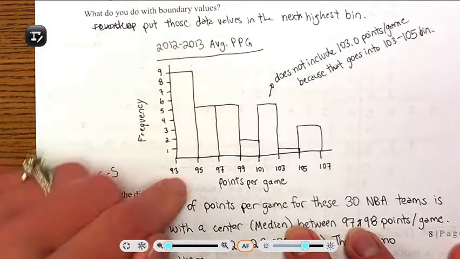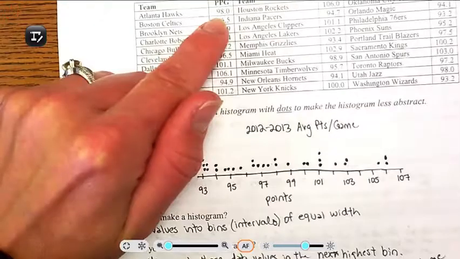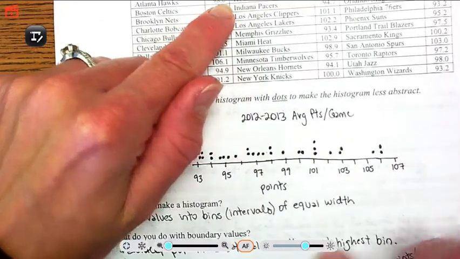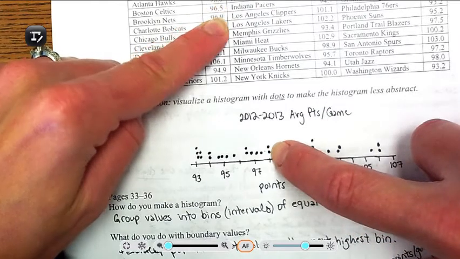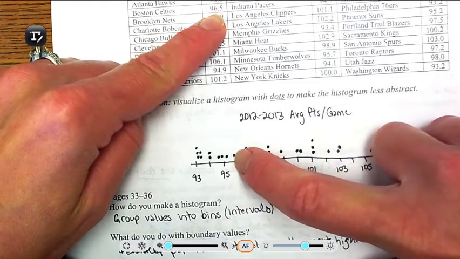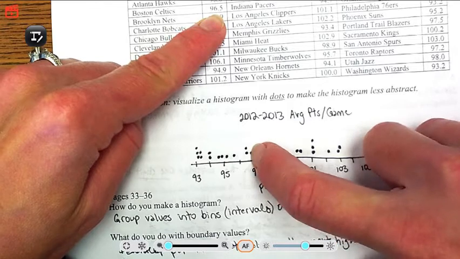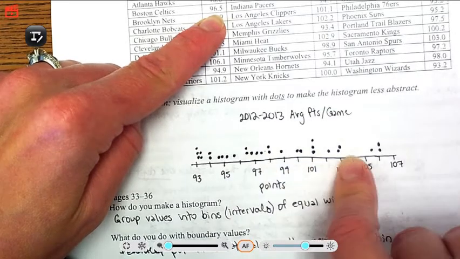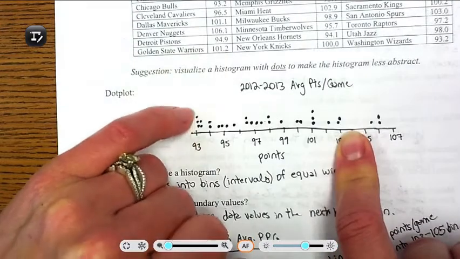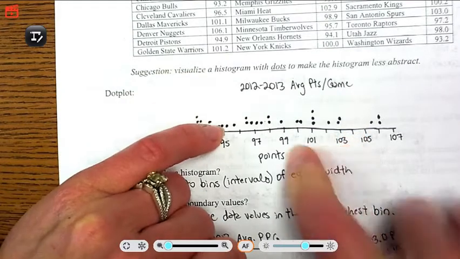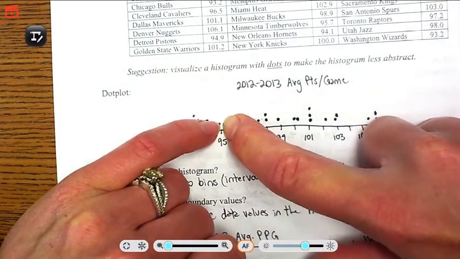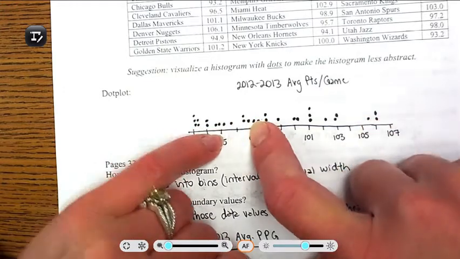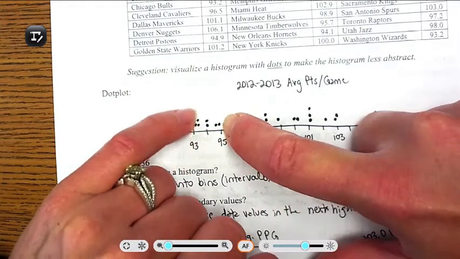Okay, then I start plotting these. So 98.0 went over here in the 98s. 96 went down here, 96.5. And I created this dot plot, right? Well, now I need to take everybody from 93 to 95, but not 95.0. 95.0 will go in the next bin, but everybody up to 95.